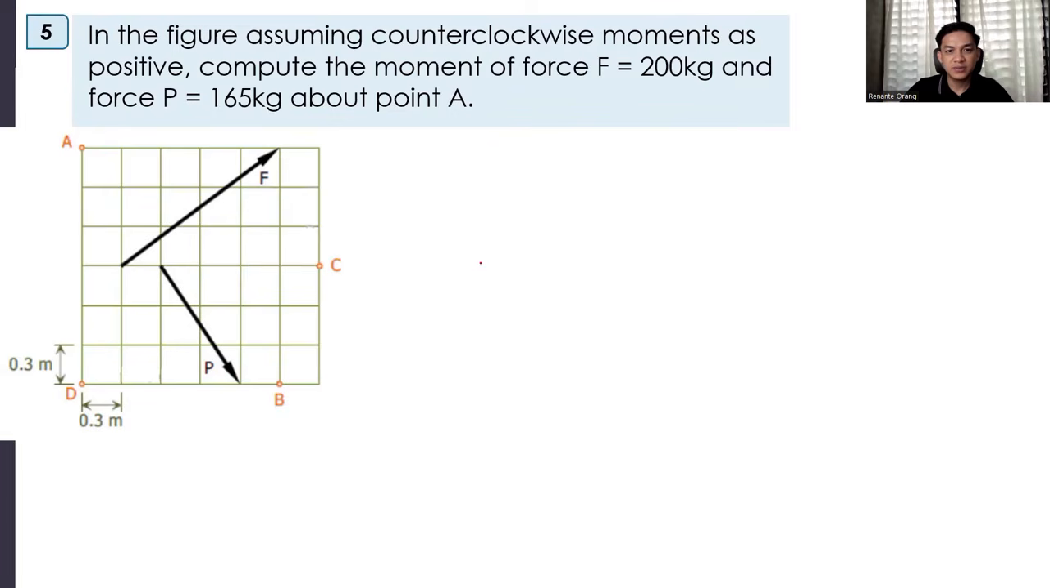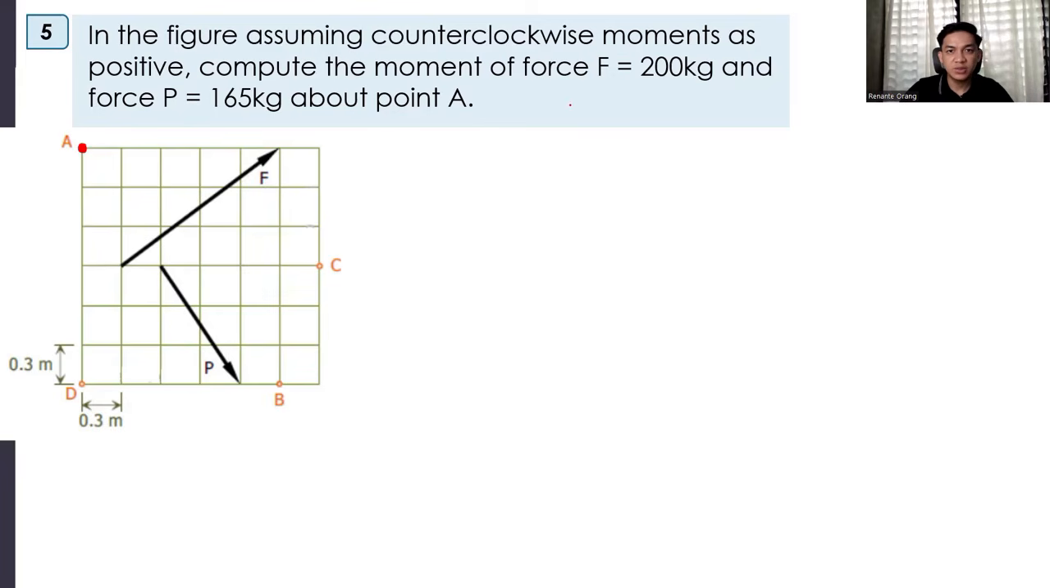And this will be our final answer. So, let us proceed, class, with our last problem. In the figure, assuming counterclockwise moments as positive, compute the moments of force F, which is equivalent to 200 kilograms, and force P, which is 165 kilograms, about point A. So, as you have noticed, class, binigyan tayo ng dalawang forces, and then hahanapin po daw natin yung moment at point A.